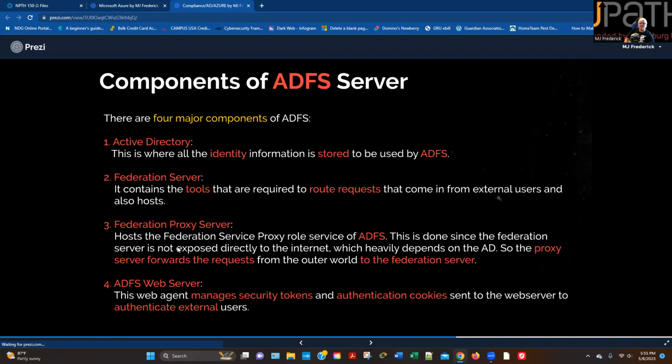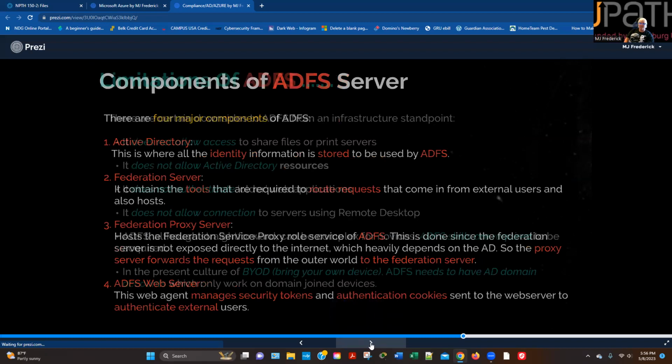So the proxy server forwards that request from the outer world then to the Federation Server, with the Federation Server being protected. And the ADFS web server manages the security tokens and authentication cookies that are sent to the web server to authenticate the external user. It's a very good tool.